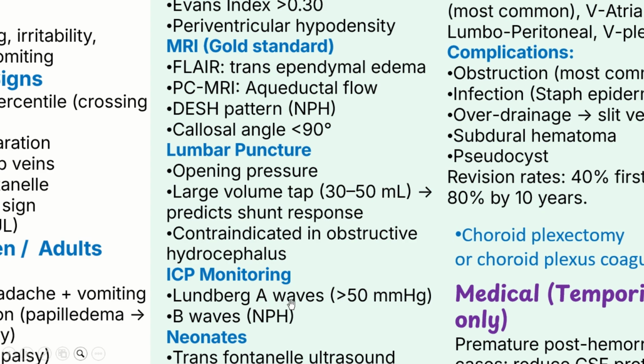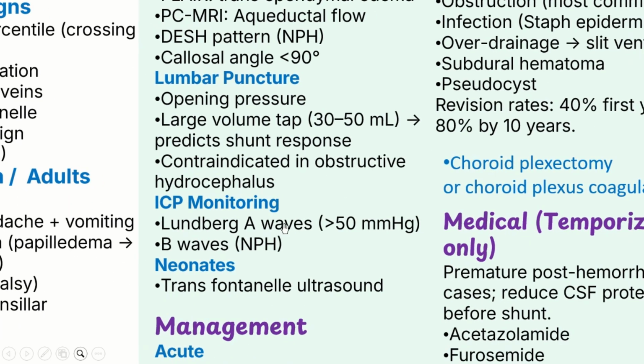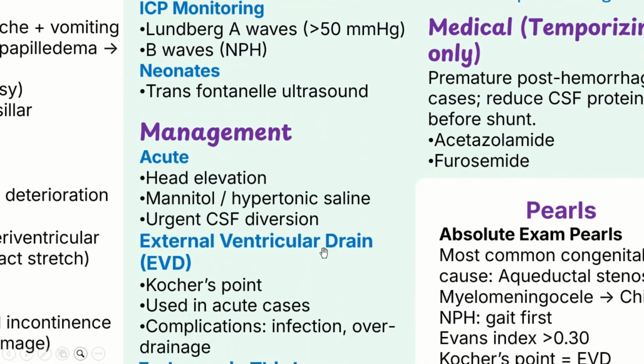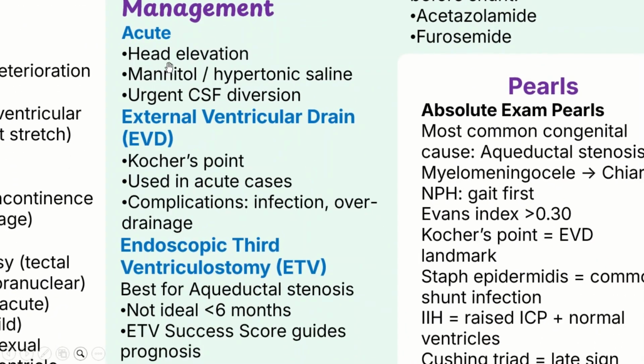Then we have ICP monitoring, where you can see the Lundberg A waves in normal pressure hydrocephalus. In neonates, a transfontanelle ultrasound is a must, and it is the first line. So management: there's acute, where we do head elevation, monitoring and hypertonic saline, and urgent CSF diversion, and that is going to be with an external ventricular drain.